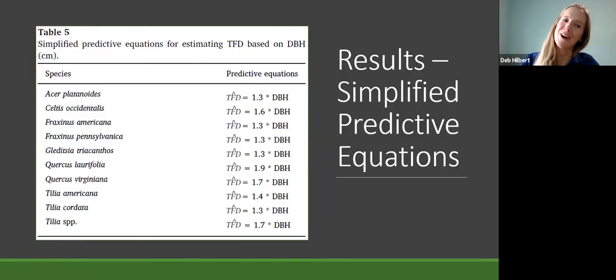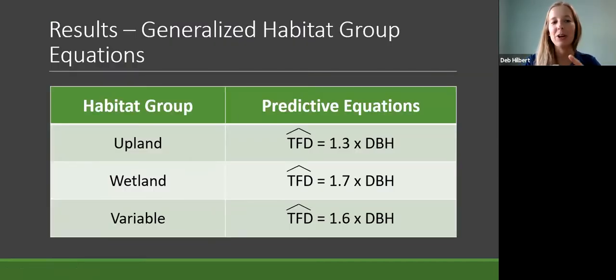So what if your trees are not listed in this list right here? What we did is we generalized our equations based on habitat group. So for our trees, we're looking at the USDA Plant Atlas wetland specifications to categorize our trees. I don't know what the best method would be in the UK or elsewhere, but I'm sure you have a similar resource where you can kind of categorize your trees based on upland, wetland, and variable. And then from there, we have these more simplified predictive equations. So they're a little less specific to the trees, but they're still a really great tool if your tree isn't listed in the prior list.